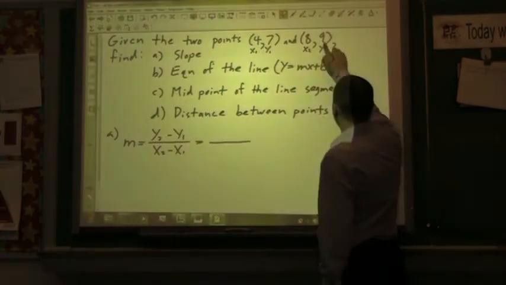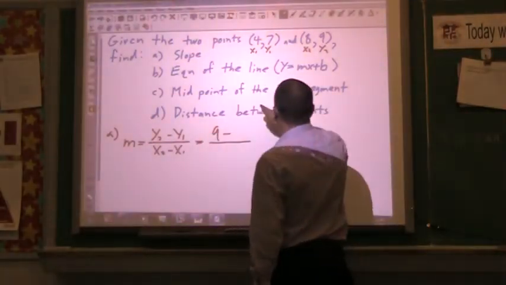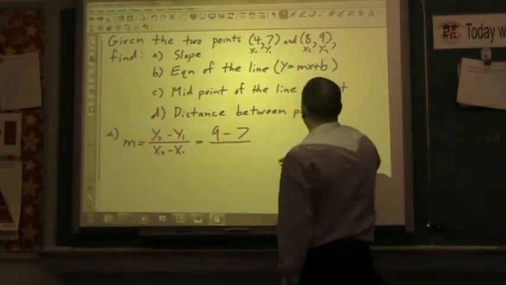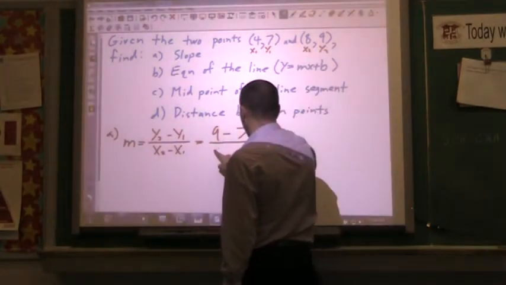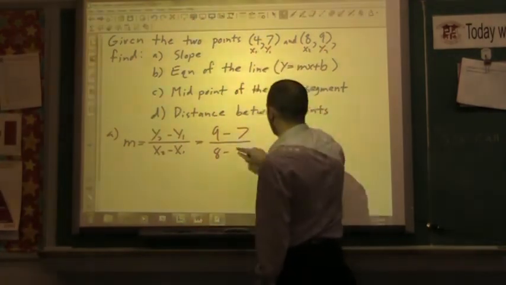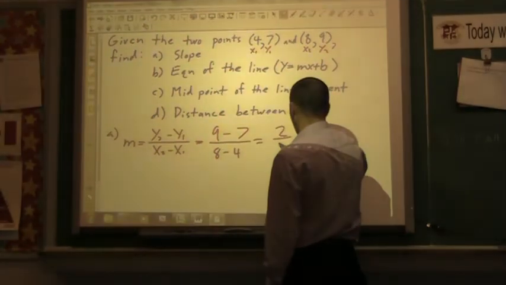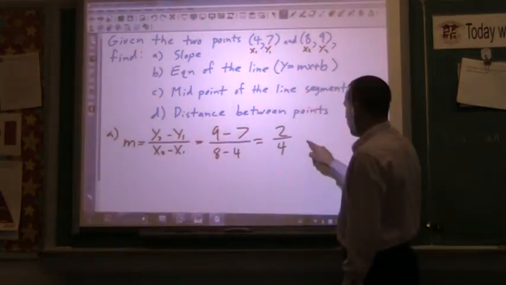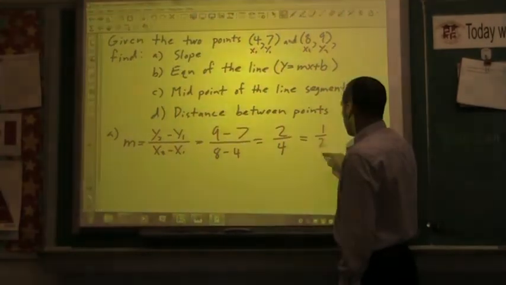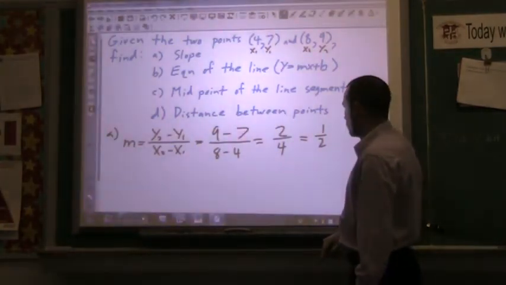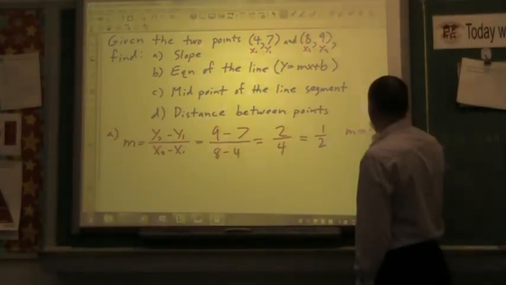So my y2 is 9. Subtract my y1, which is 7. My x2 is 8. Subtract my x1, which is 4. End up with 2 over 4, which can be reduced to 1/2. So there's my slope. The slope is equal to 1/2.